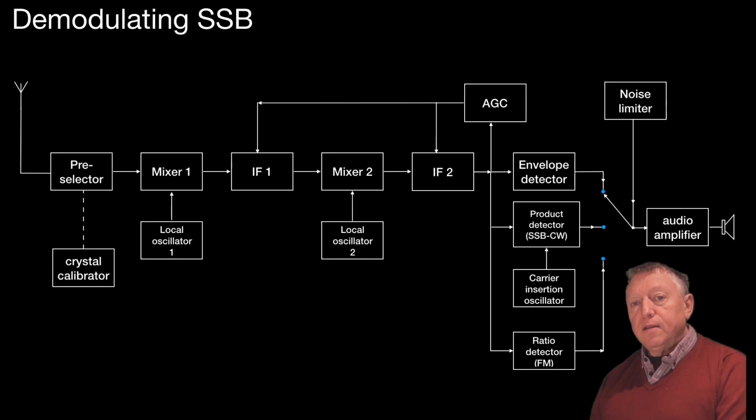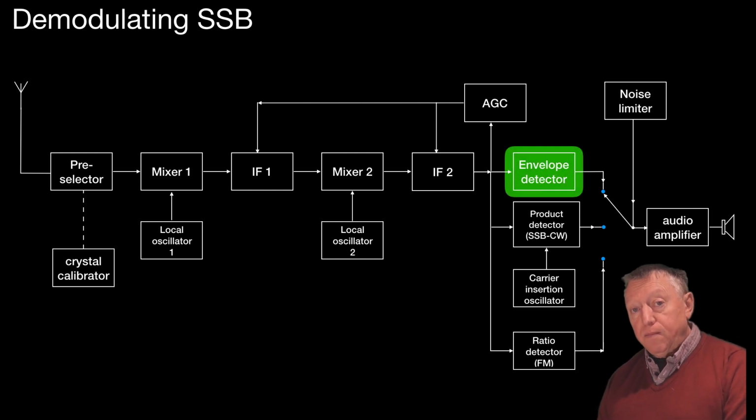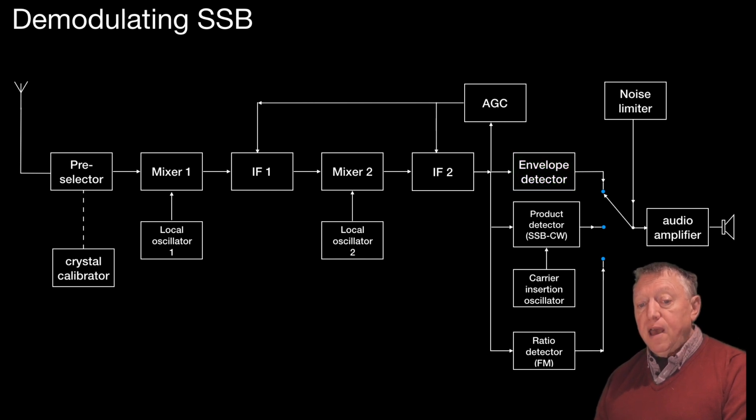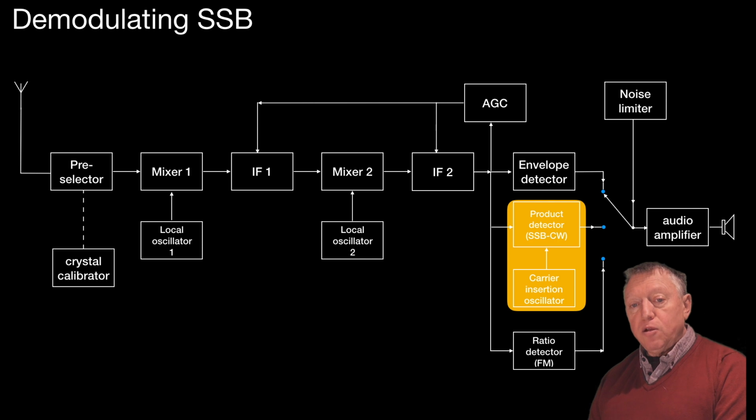Let's look at the next part of demodulation. We've covered AM demodulation with the envelope detector. We've now covered FM demodulation or discrimination with the ratio detector. We're now going to have a look at these two blocks here, specifically the product detector at the top.